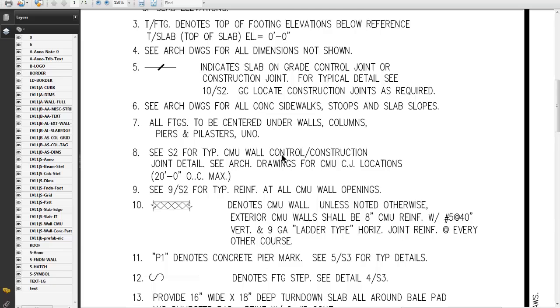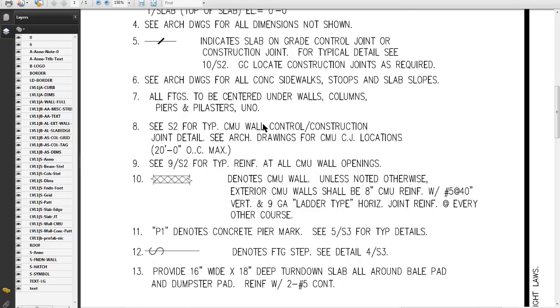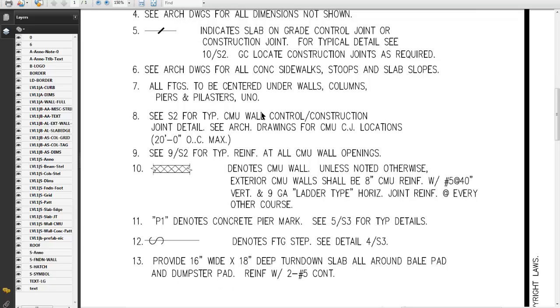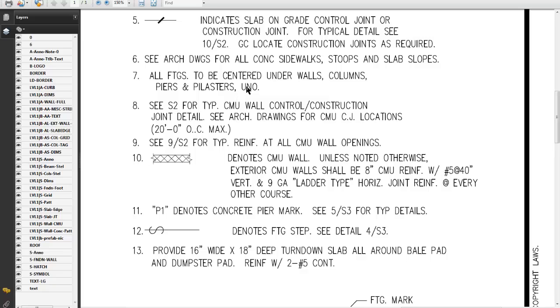And they reference architectural drawings, general notes, all footings to be centered under walls, columns, piers, and pilasters. UNO is unless noted otherwise. So that's just an abbreviation. That is not the number one in Spanish. That is unless noted otherwise.